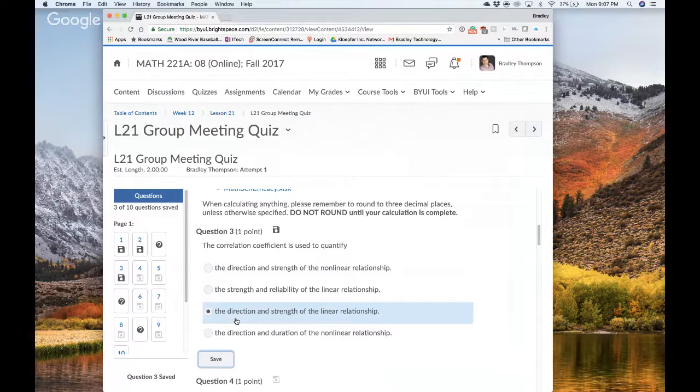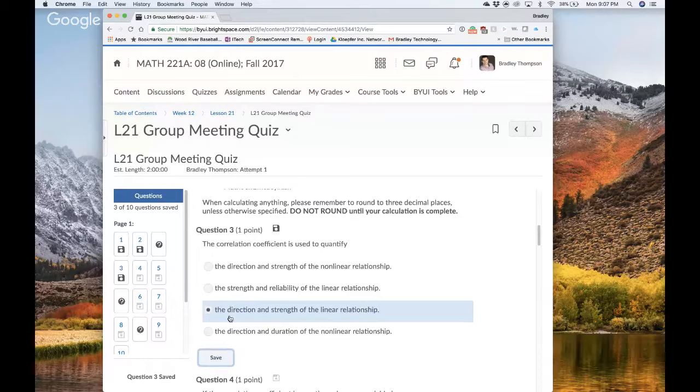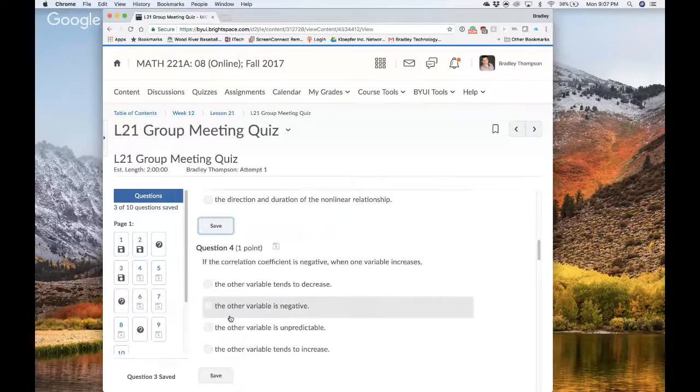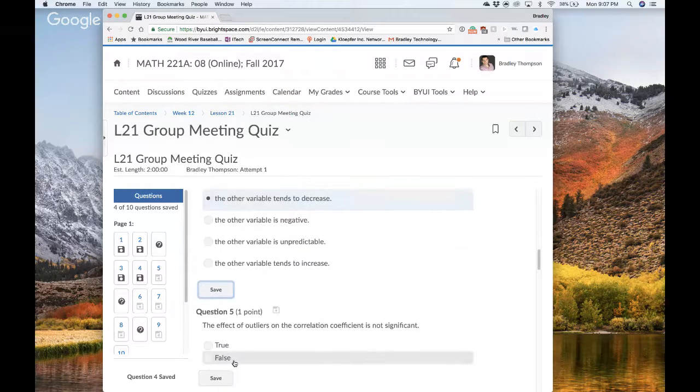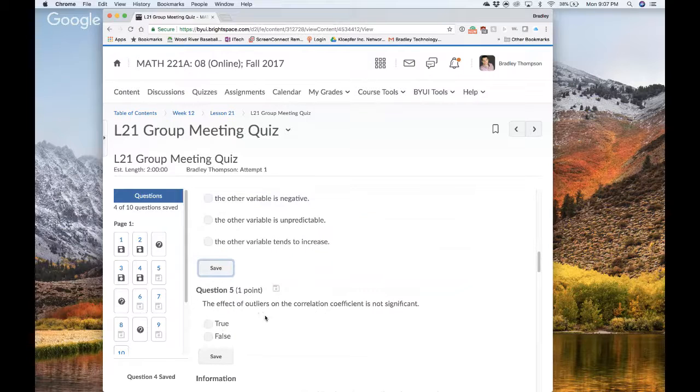Yes, I believe so. Negative or positive, and then strength is how close to 1 or -1 it is, right? Yeah. Okay. Correlation coefficient. The coefficient is negative. When one variable increases, the other one decreases. Right? Let me read the question, sorry. Yeah, the other one would decrease. The effect of outliers on the correlation coefficient is not significant. False.